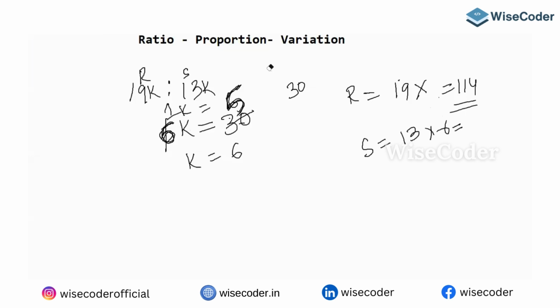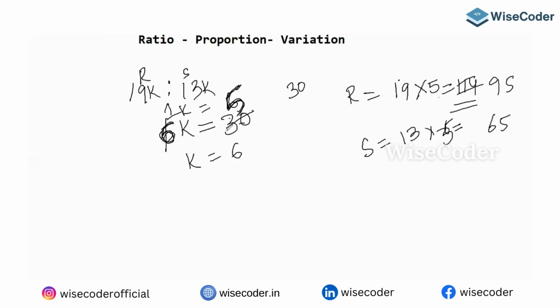So 19 fives and 13 fives. 19 fives are how much? 19 fives are 95. 13 fives are 65. Then only will you get a difference of 30. You see, the difference here is 6.